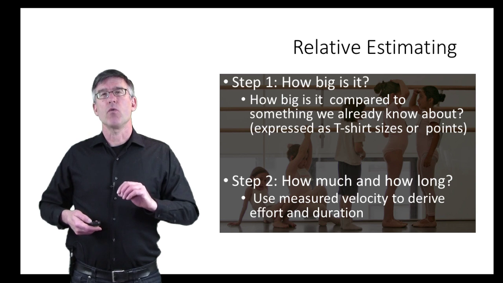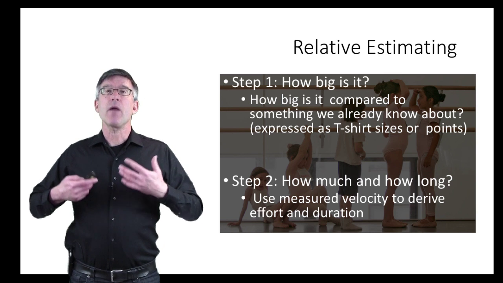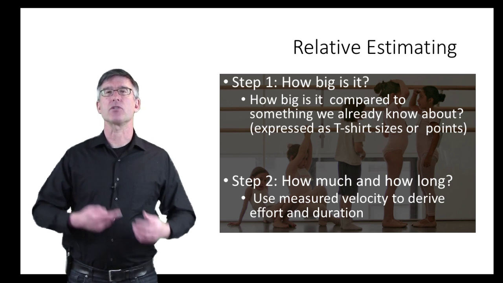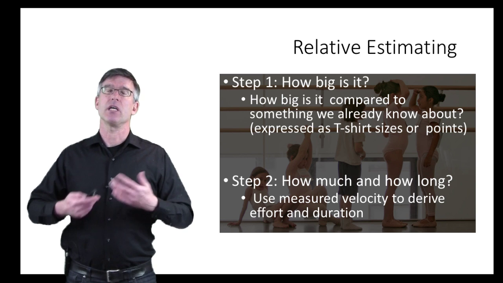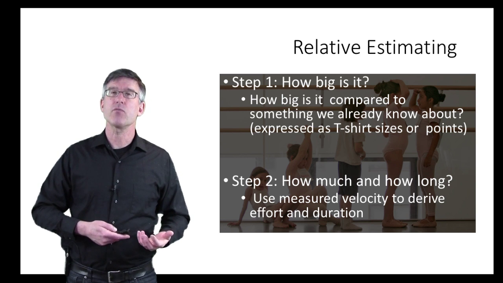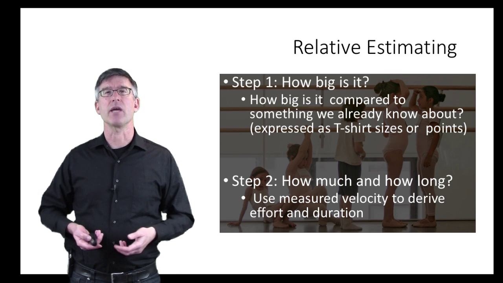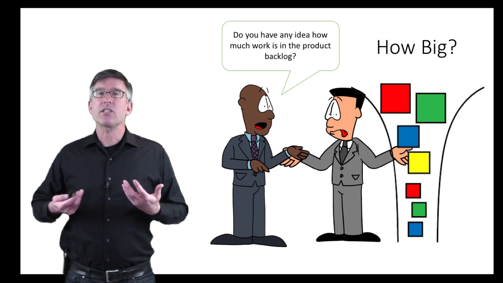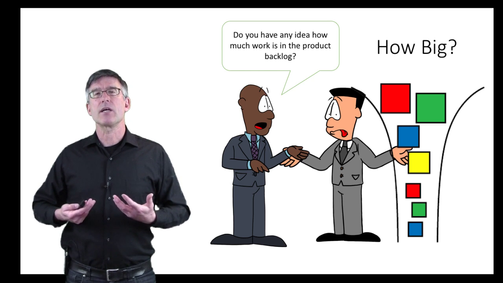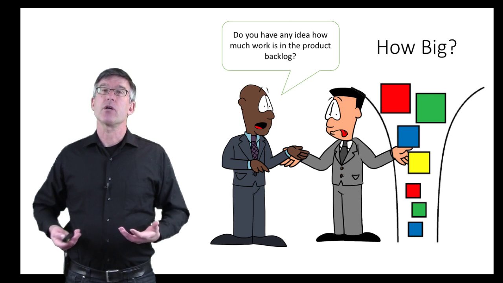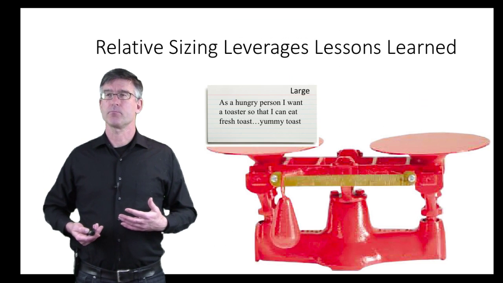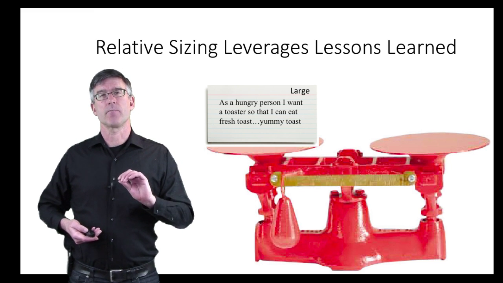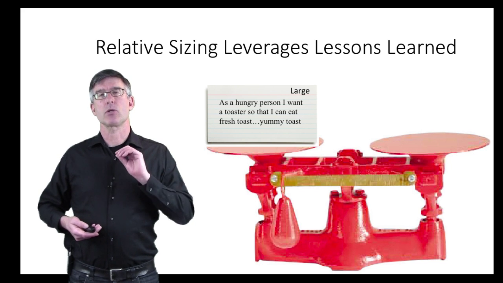In relative estimating, what we're doing is we're coming up with how big something is by comparing it to something else we've done in the past, to something we know, and asking the question, is it smaller than the known project we've done in the past, or is it larger, or is it the same size? So when we're asking the question, how big, we're really trying to answer how much work do we have in our product backlog. Now, the very cool thing about relative sizing is that it leverages lessons learned.